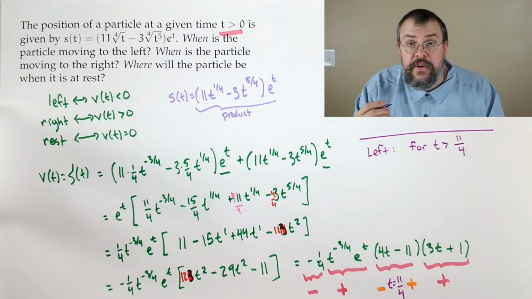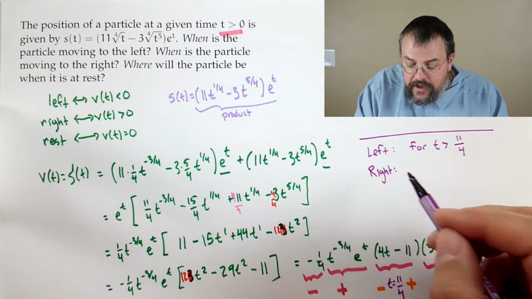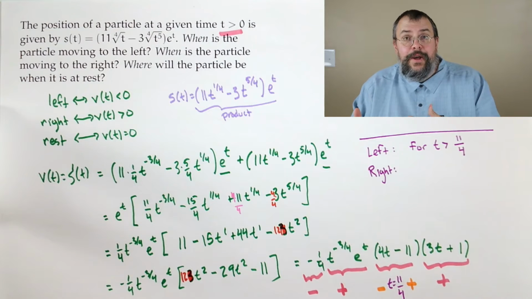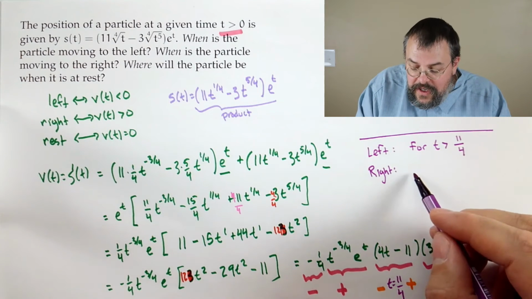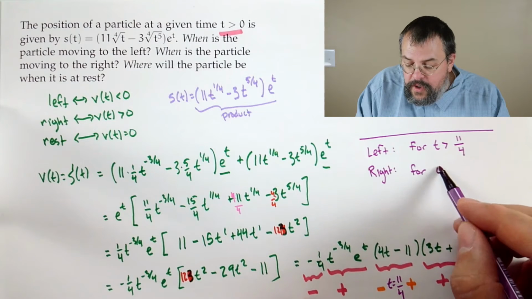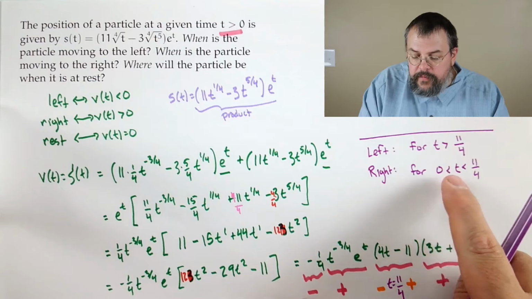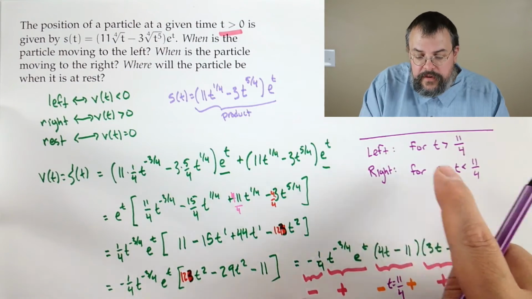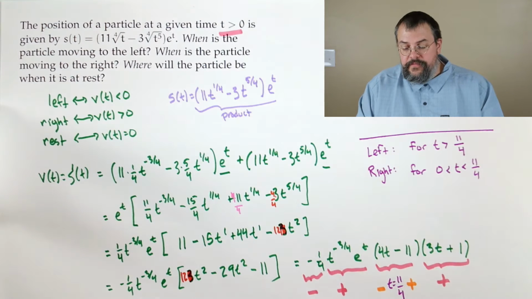When is the particle moving to the right? Well, we've already figured that out. We actually know that. It's moving to the right below 11 over 4. So that's going to happen between 0 and 11 over 4. And the reason I have this between 0 and 11 over 4 is because we know that our time is positive.